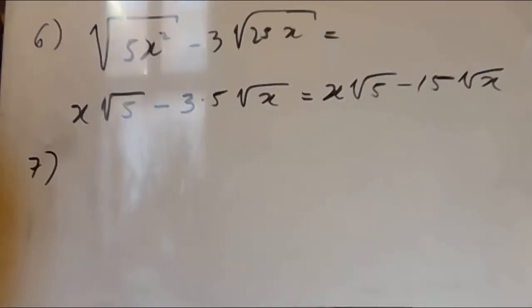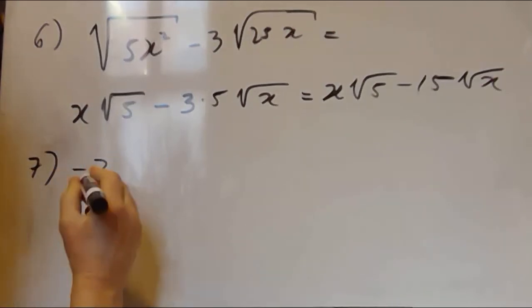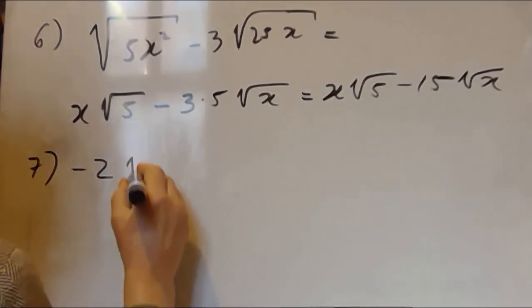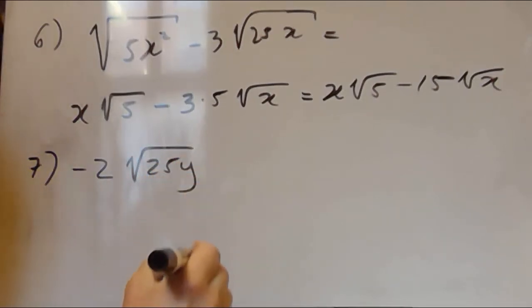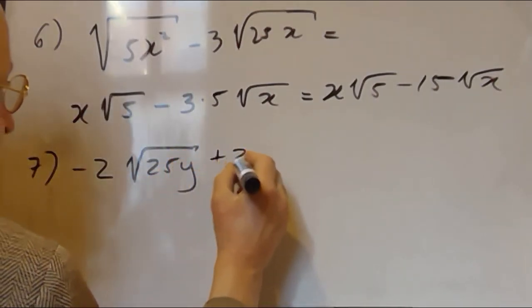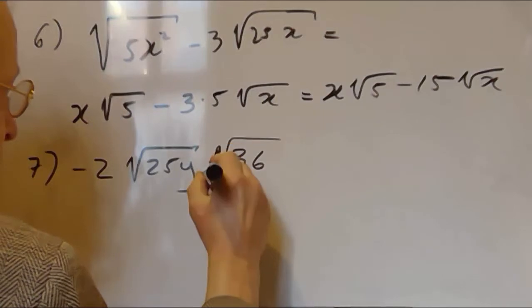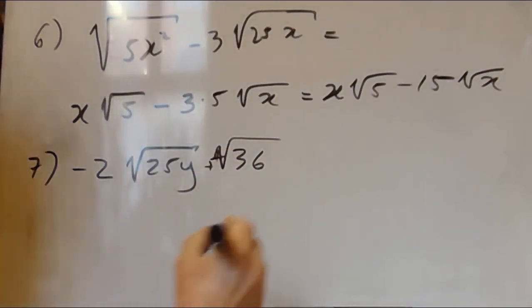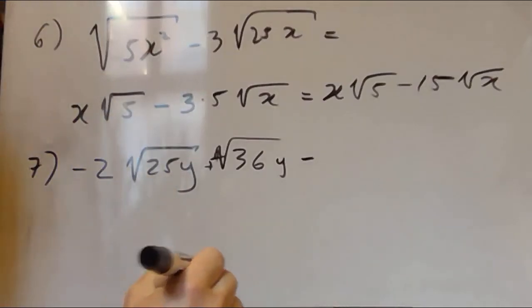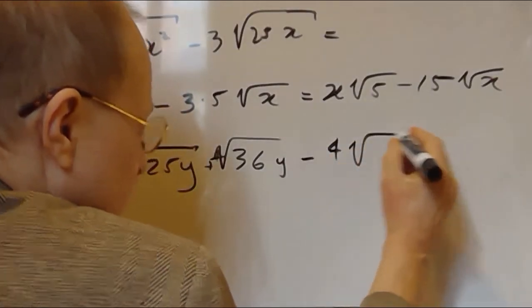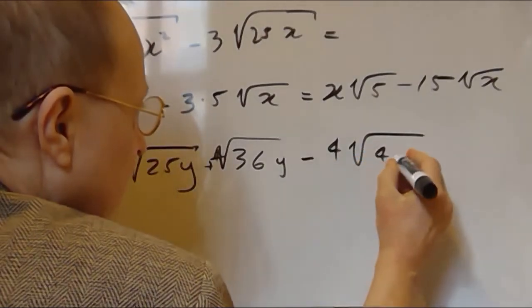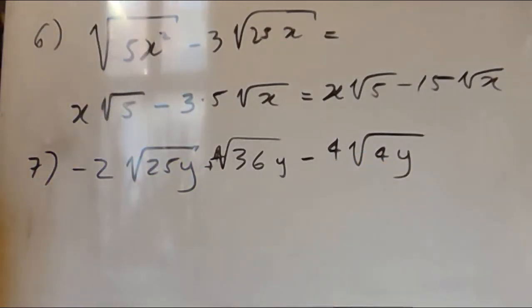In number 7, we have negative 2 square root of 25y plus square root of 36y minus 4 square root of 4y. So here it looks like we do have to do some simplification to see if indeed we can find what we can combine and what we can't combine.